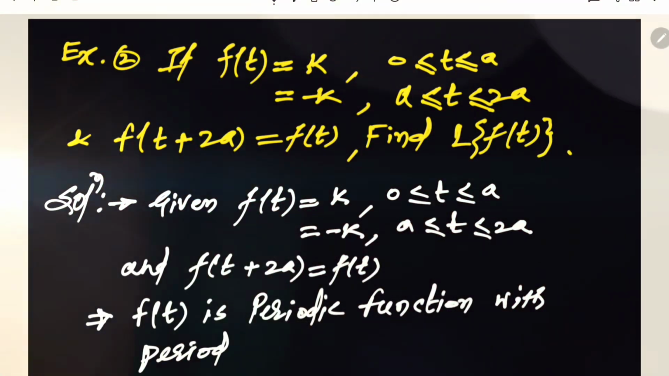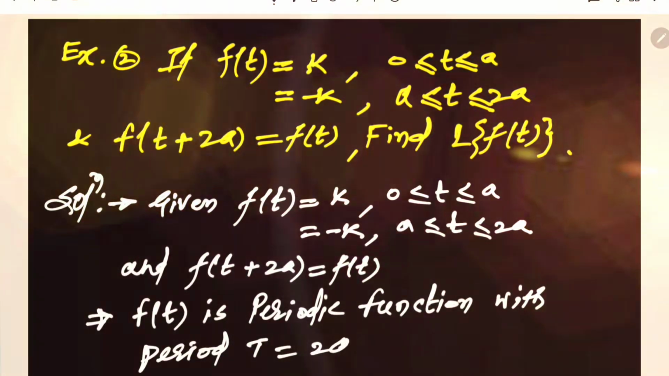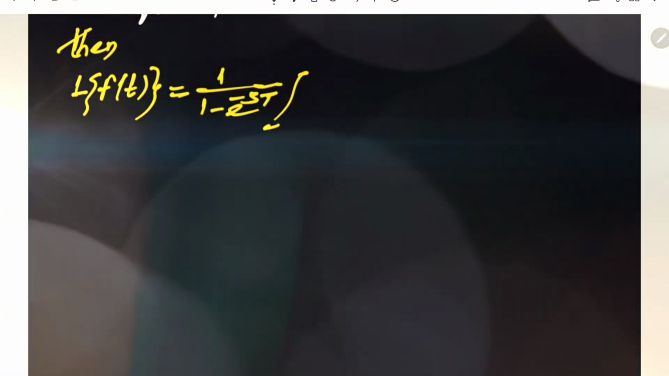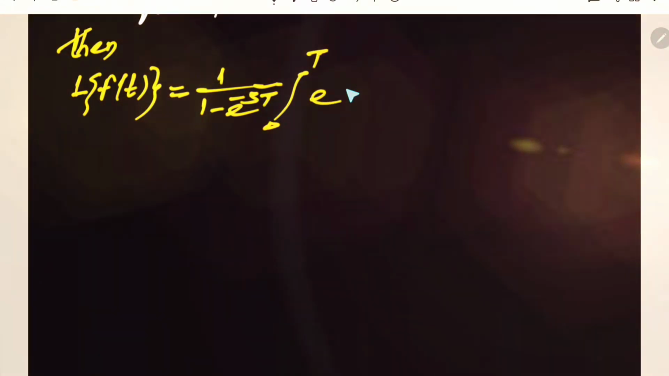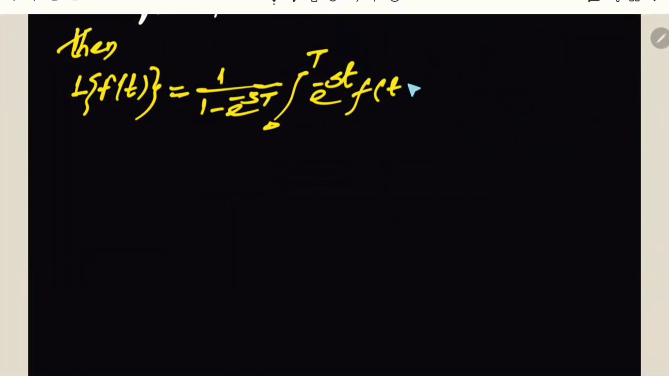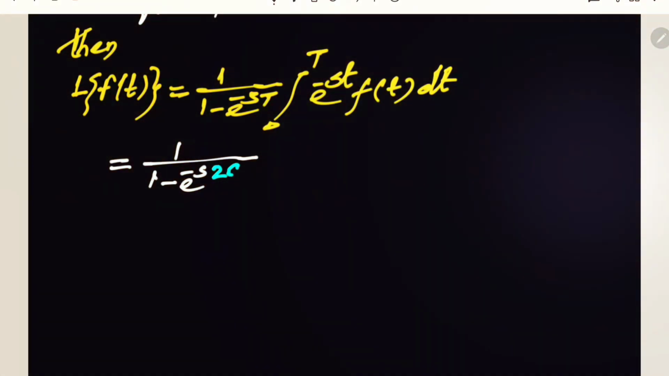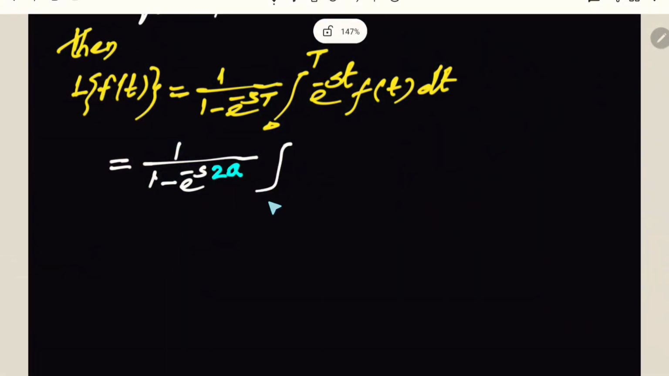Then the Laplace transform of this periodic function is obtained by the same formula I discussed in the last example. Therefore, Laplace of f of t is 1 upon 1 minus e raised to minus s capital T, integration from 0 to capital T of e raised to minus st into f of t, with respect to t. Substituting the value of capital T as 2a, it is 1 minus e raised to minus s times 2a, and integration from 0 to 2a of e raised to minus st f of t dt.